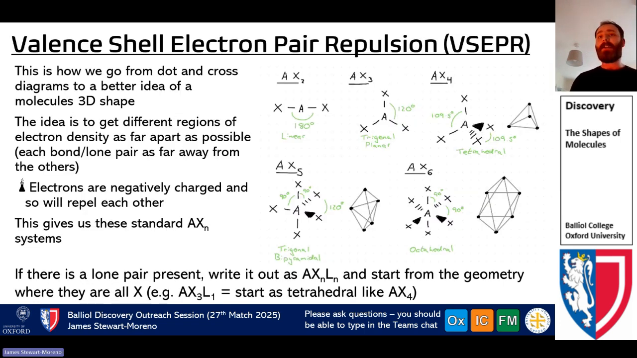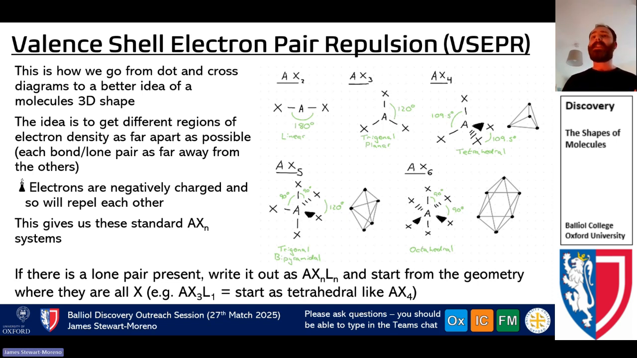So, how do we go about working out what the shape of these different molecules are? One way to do it is with valence shell electron pair repulsion theory, or VSEPR. Hydrocarbon, yes, hydrocarbon is exactly like methane, something that is only carbon and hydrogen. Good question. Also, please feel free to type a question in the chat.